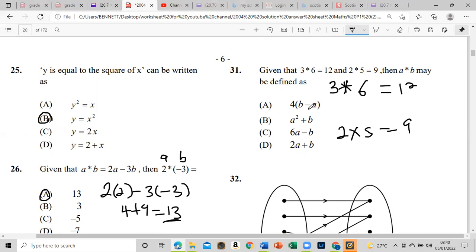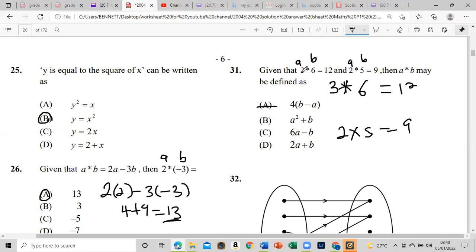And try for that one here now. 5 minus 2. Let's substitute the values. Okay? So it'll be 5 minus 2, that's 3. 4 threes are 12. They only get 9. So we can eliminate this.